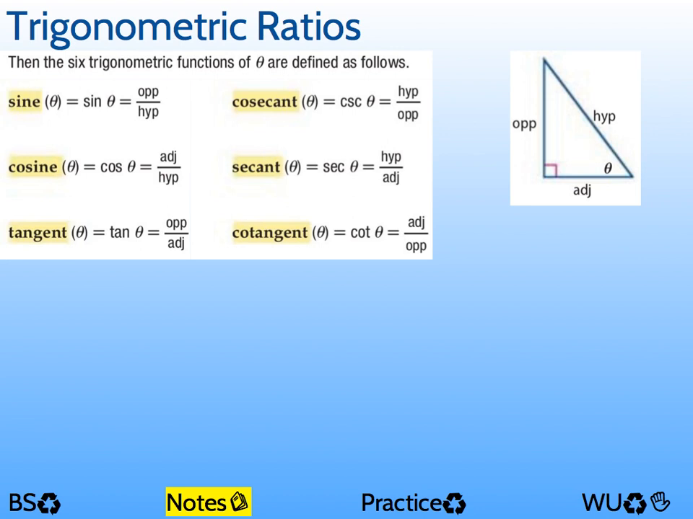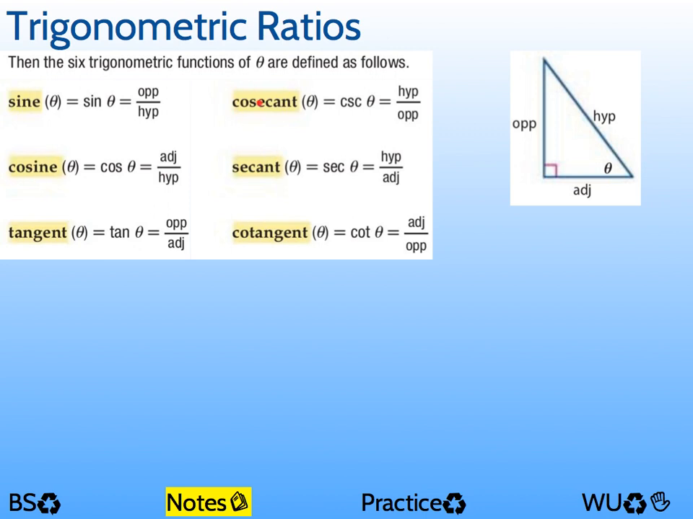On the right side, we have the reciprocal trig functions, cosecant, secant, and cotangent. Cosecant is the reciprocal of sine. See how that was opposite over hypotenuse? Cosecant is hypotenuse over opposite. Secant is the reciprocal of cosine. Instead of adjacent over hypotenuse, it's hypotenuse over adjacent. And cotangent is the reciprocal of tangent, being adjacent over opposite.